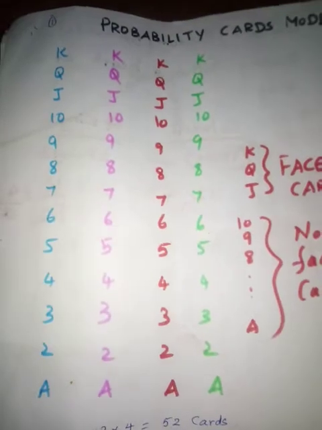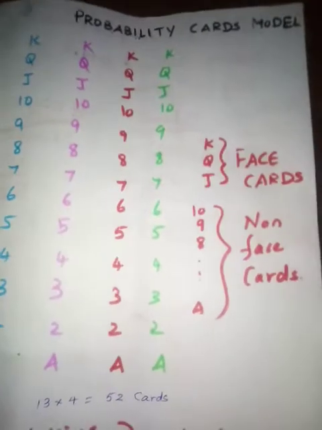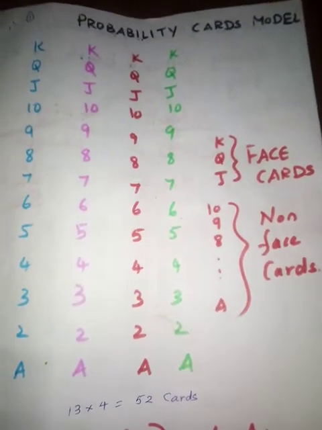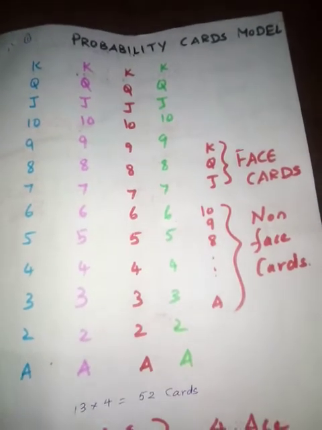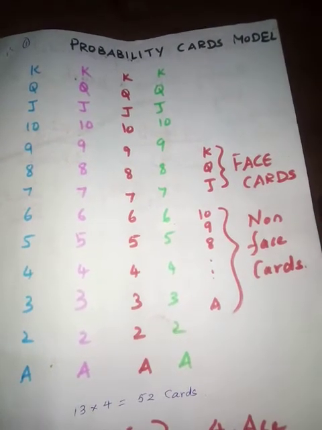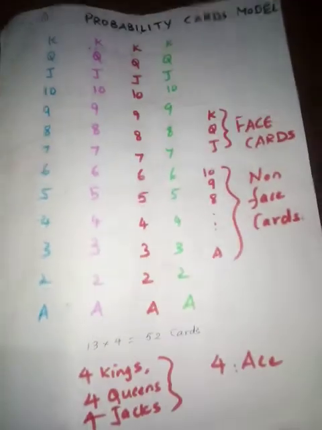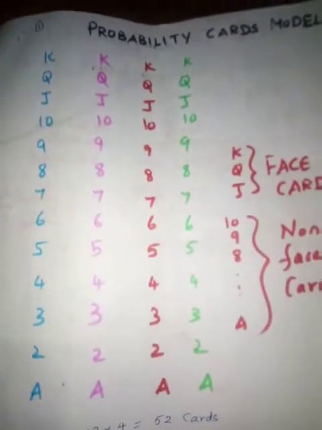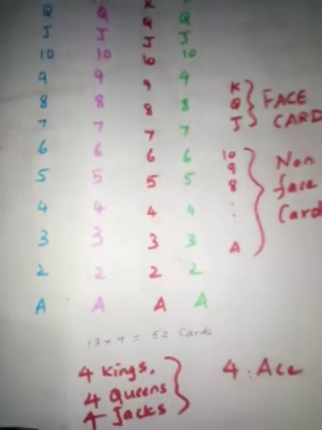King, queen and jack are called face cards. There are 3 face cards in a set of 13. So in total there are 12 face cards, and the remaining are called non-face cards. In a deck of 52 cards, if you look properly, there are 4 kings, 4 queens, 4 jacks, 4 aces.